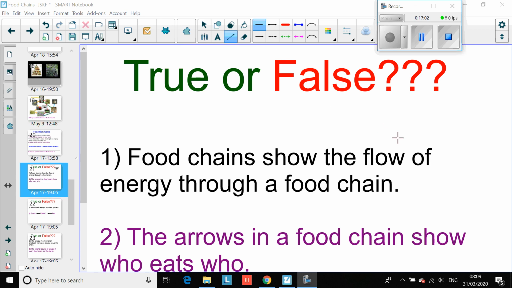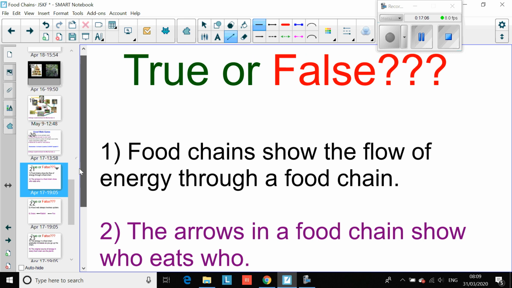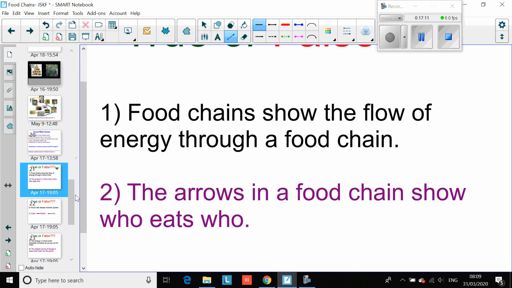Okay, so let's see if you think these are true or false. Now, if they're true, I'm going to pause the tape and write them down. Okay, so food chains show the flow of energy through a food chain. That is true. So pause the tape and write that one down. The arrows in a food chain show who eats who. Do you think that's true or false? That one is true. So you need to write that one down.